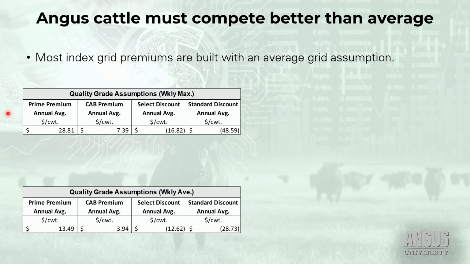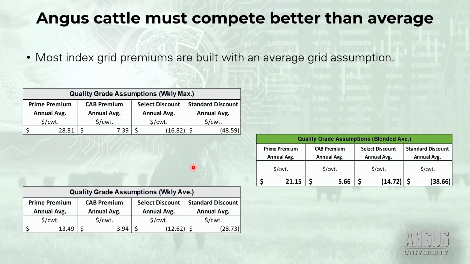And so what we actually do inside of your Angus dollar values is we work with CattleFax to pull the weekly max grid that happened across the industry over time. We also pull the weekly average grid that happened over the last year. And we blend those two individual indexes to create this blended average. So basically it's a blend between that weekly max and that weekly average. We blend them together to make these Angus cattle compete on a higher than average quality-based grid inside $B.